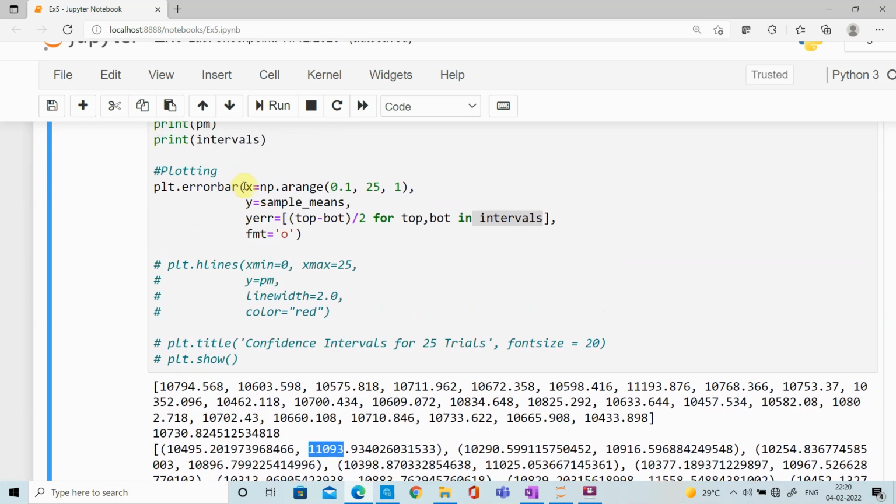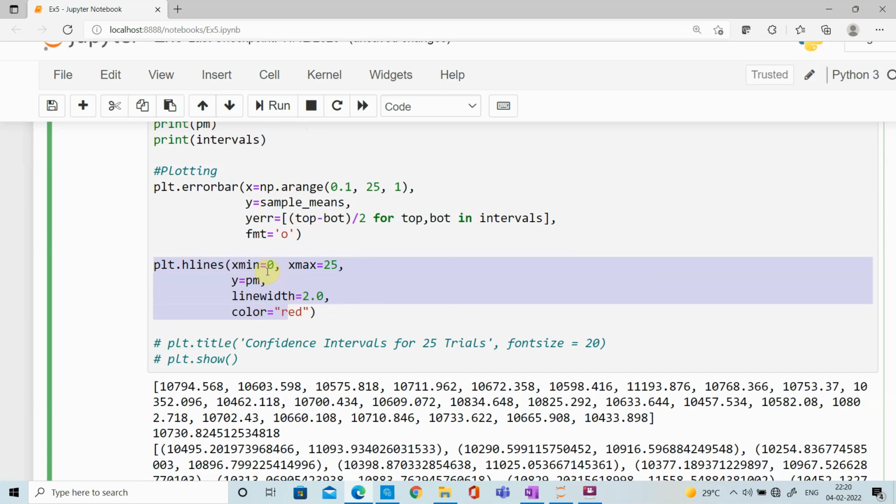That you can use here. The x-axis is your iteration, the y-axis is your sample mean, and then in that line plot you give your confidence interval, the lower level and the upper level, top and bottom. Now you need to display what your population mean is. I need to draw a horizontal line so that I can ensure every time my population mean lies between the confidence interval. The minimum is 0, the maximum is 25, and for y, my population mean is the same every time. So y equal to pm, and the line width and the color.